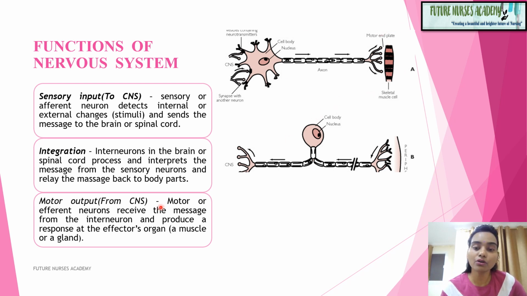Now at last we'll talk about the motor output. What are motor nerves doing? When the sensory nerve sends messages towards the brain, our body is waiting for the reply from the brain for those particular messages. That output is provided by the motor nerve. When the brain replies to our body, those messages are transferred by the motor nerves. They carry messages from the brain towards the body.